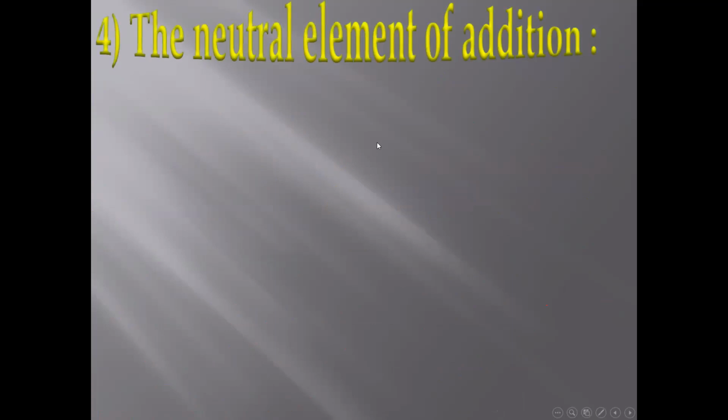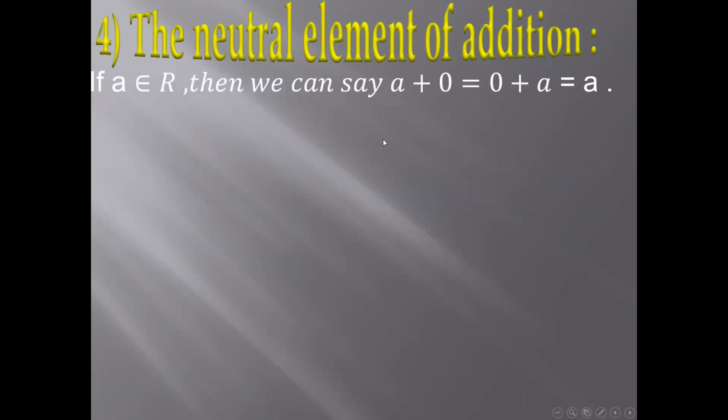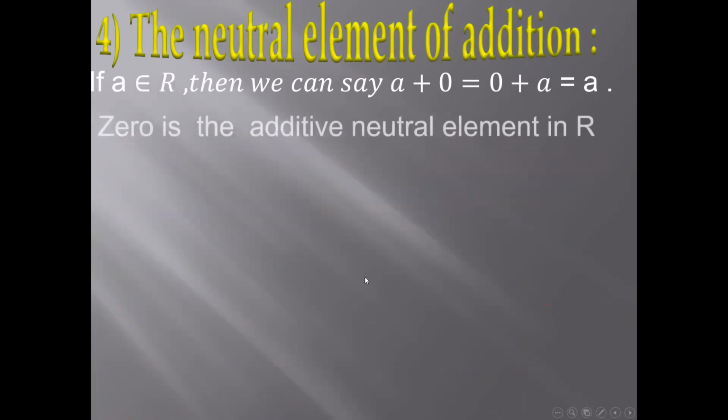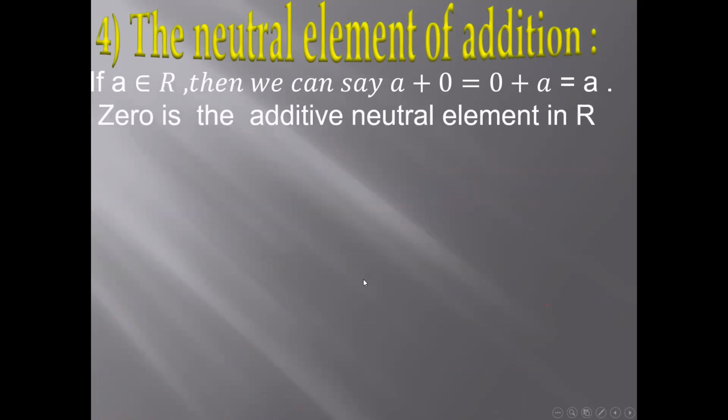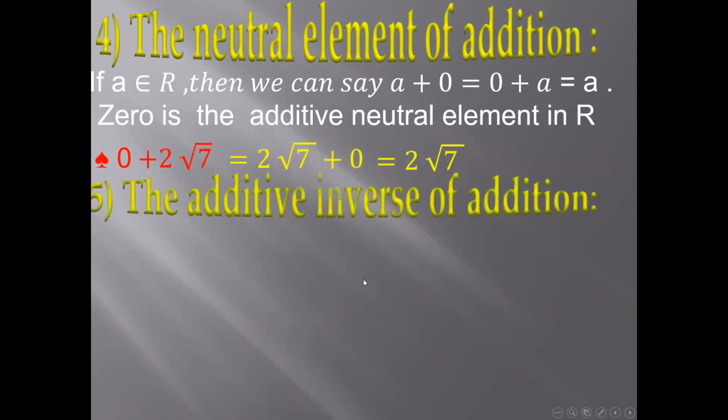Neutral element of addition. Here if A belongs to R, then we can say A plus 0 equals 0 plus A equals A. So 0 is the additive neutral element in R. 0 plus 2 root 7 equals 2 root 7 plus 0 equals 2 root 7. So 0 is the additive neutral element in R.